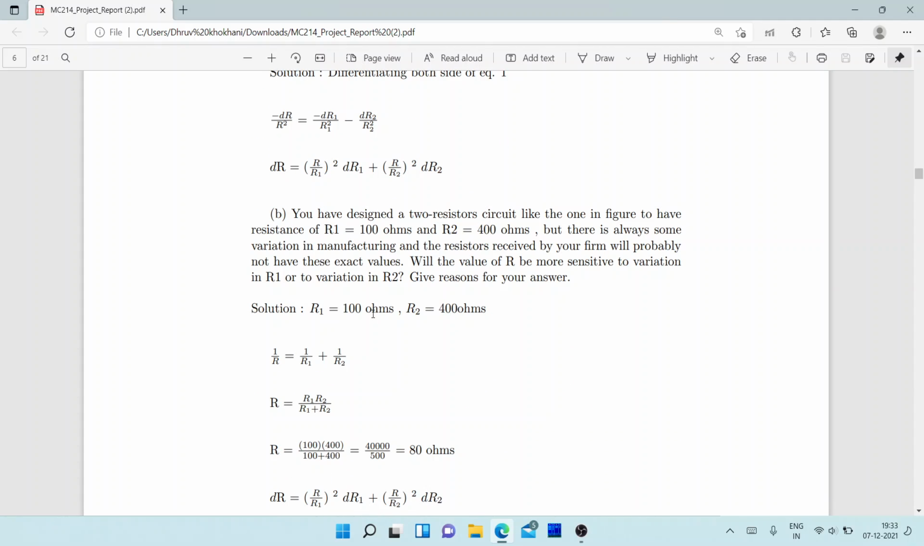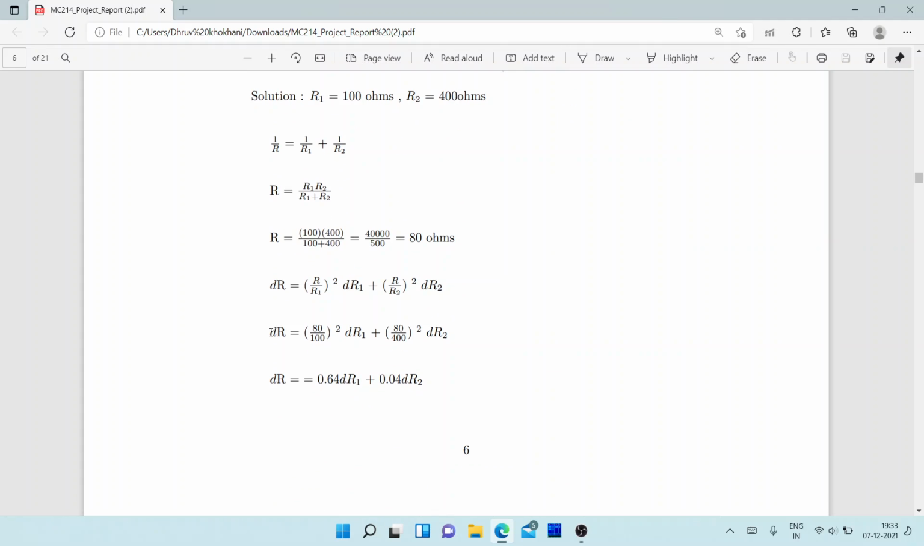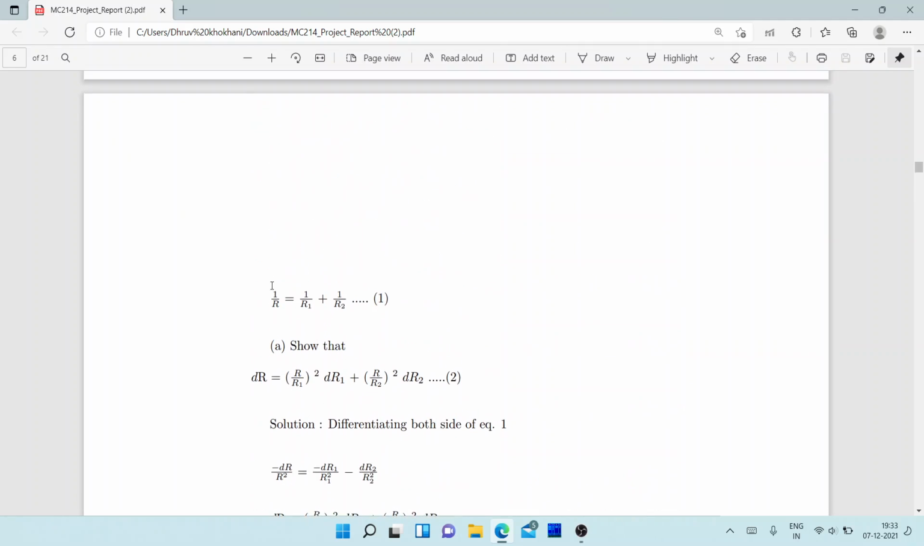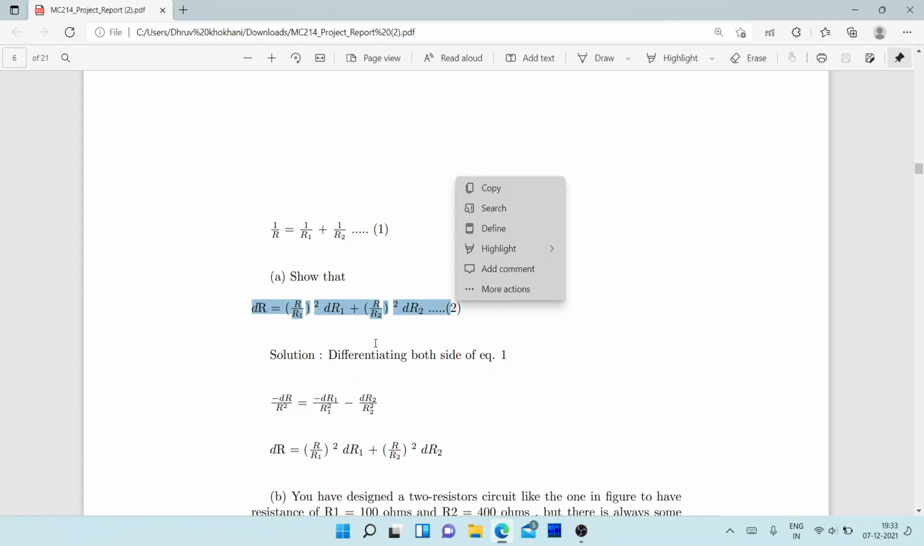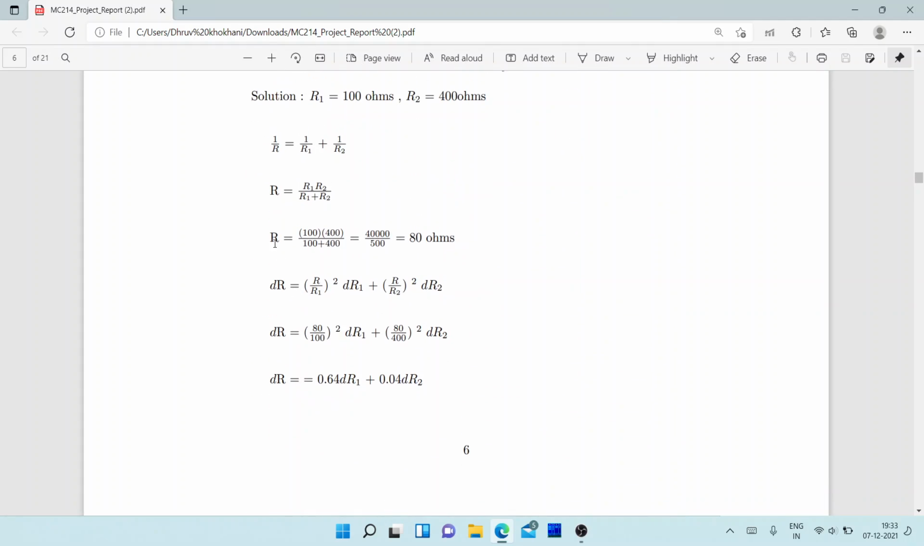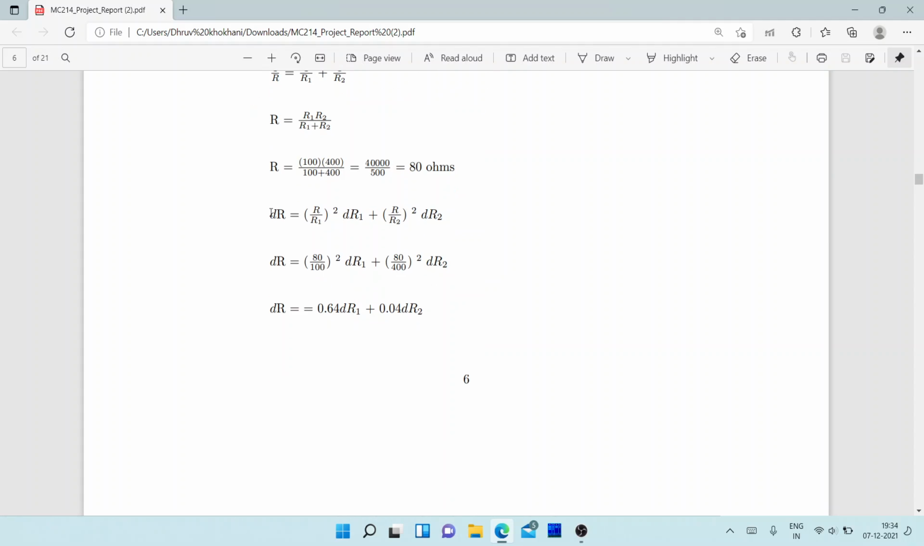In part B, resistance R1 is given as 100 ohms and R2 as 400 ohms, and we have to find whether the equivalent resistance is more sensitive to variation in R1 or in R2. To solve this question, we use the above equation. Here we calculate R, which is 80 ohms, and after solving this equation, we get this equation.